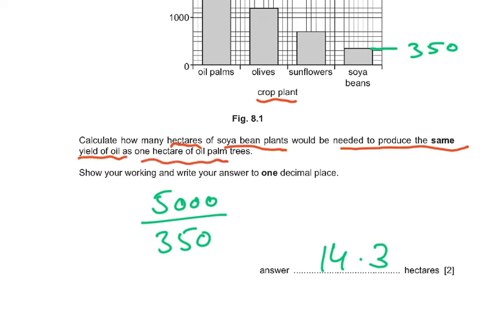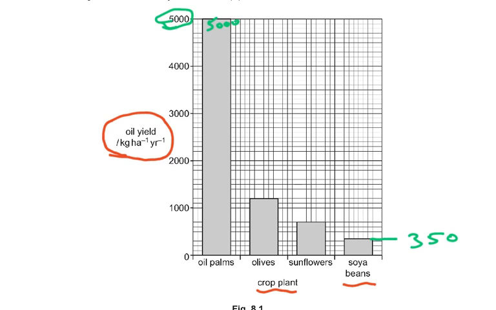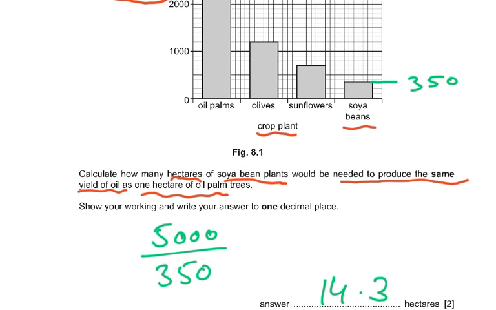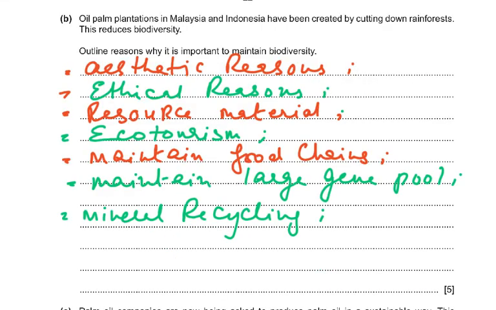Now you can see soya beans is 350 and the oil palm is 5,000. So 5,000 over 350, and the answer was simple. It was 14.3 hectares. Then another very direct question, which is a very easy question.